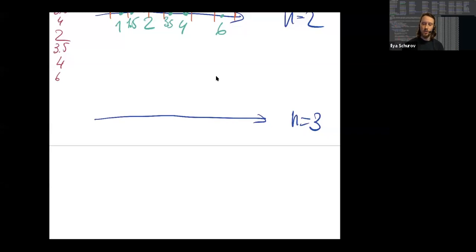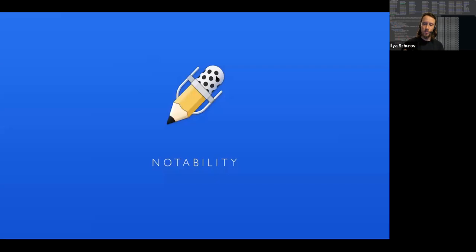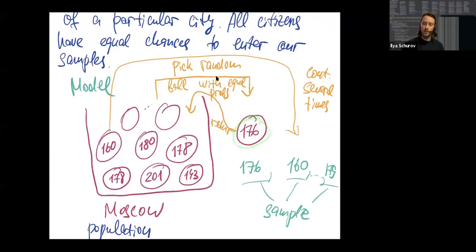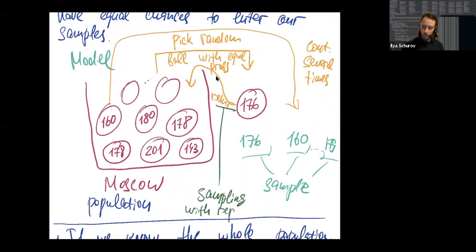I have a question about how different sampling procedures are called. If you return the selected ball to the box, then this thing is called sampling with replacement. По-русски выборка с возвращением. And if we don't return a ball to the box every time, then it is called sampling without replacement, или выборка без возвращений.